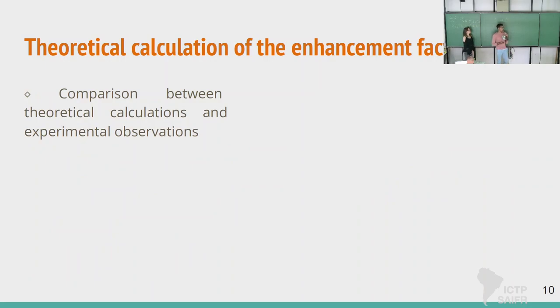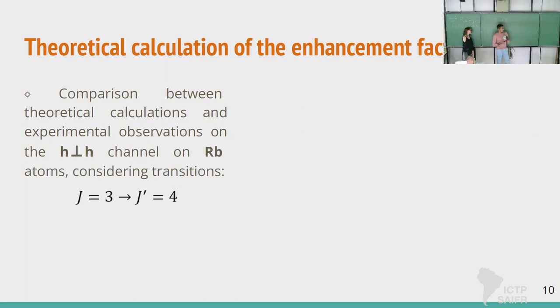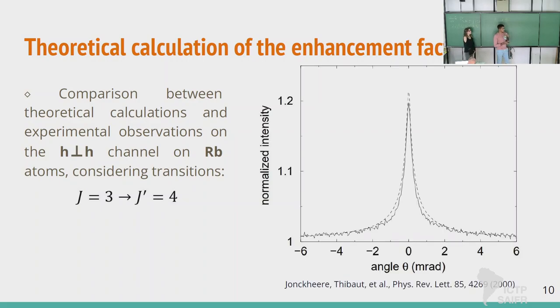Here I'm going to show you a comparison between their theoretical calculations and the experimental observations on the orthogonal circular polarization channel with rubidium atoms, considering transitions from J equals 3 to J equals 4. This is the result they get. The solid line represents the experimental observations, and the dashed line represents their theoretical model, considering both single and double scattering and the internal structure of the atoms as well.